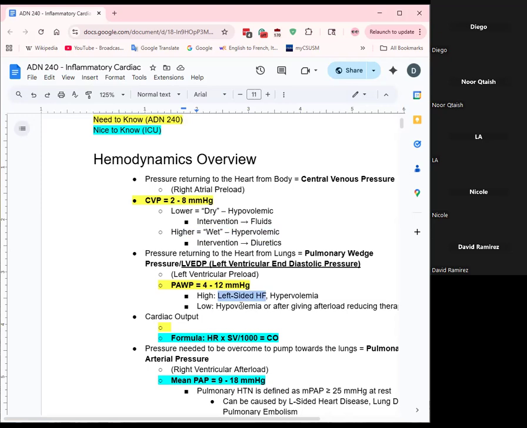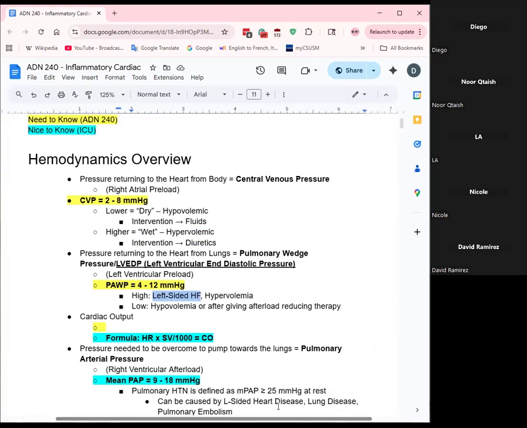When it's low, it's again kind of coinciding with the same thing with the CVP. It's low because maybe you don't have enough fluids going, so there's not enough pressure built up there.